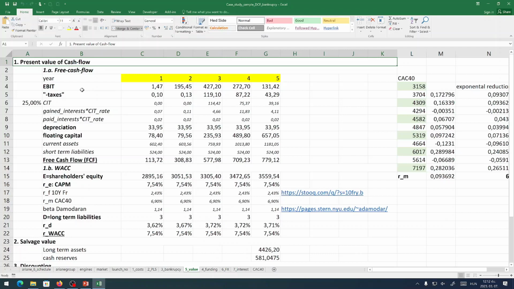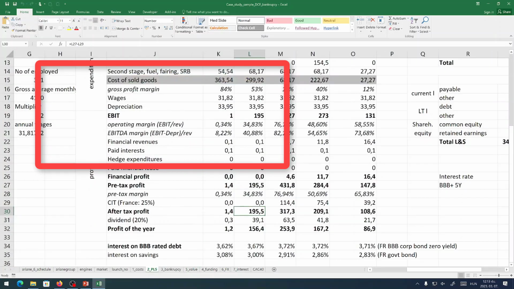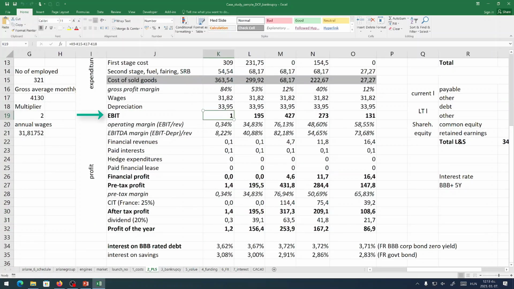And at the end of the day, this is the workflow here. So first of all, we have to define the free cash flow. So without any discounting, let's see what is happening in the first year, second year, and so on until the 5th year, to determine what the free cash flow is here. So yeah, obviously we have to start with the earnings before interest and taxes. So from the profit and loss statement, we need the data from here.